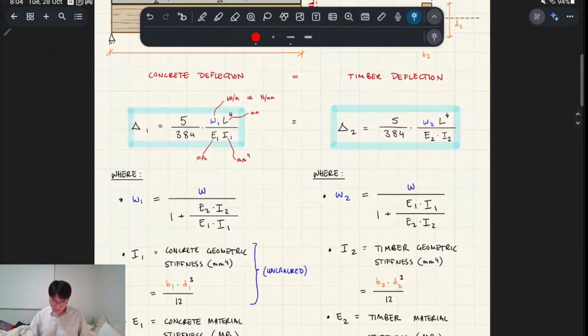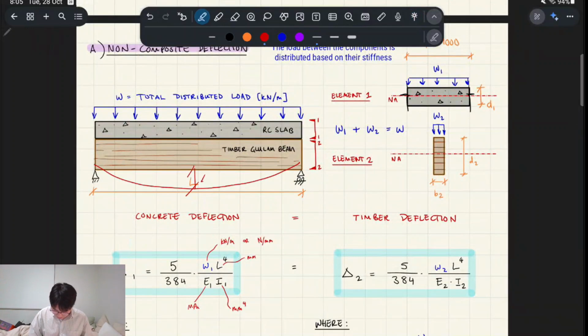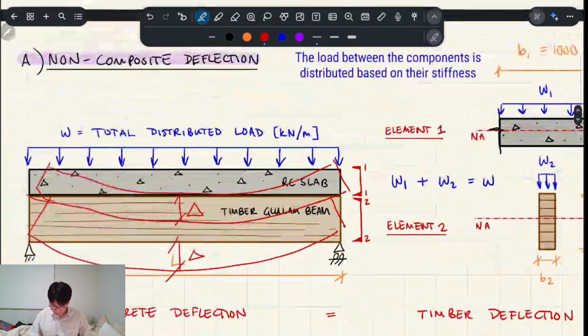Overall, if this whole thing deflects that much, the thing above it will also deflect that much, right? So we're saying that the deflection of the slab is going to be the same as the deflection of the beam, but they will be sliding against each other, right? So let me just draw that out as if these were the sections. You see that? They're sliding past each other basically, but the deflection is still the same.